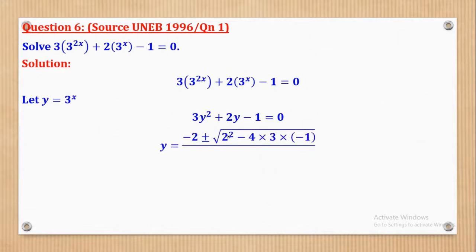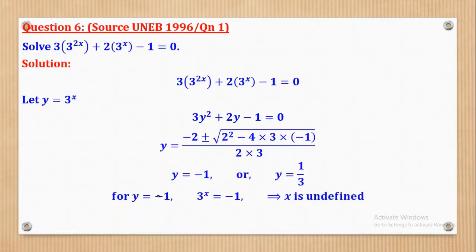Then solve it. When I use bulldozer method, the values of y will be y equal to -3 and a third. For y equal to -3, as long as it's negative, it implies that x is undefined. When y is equal to a third, it implies that 3 to the power x is equal to 3 to the power -1. Therefore, x is equal to -1.